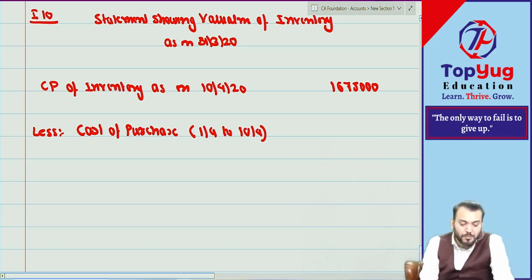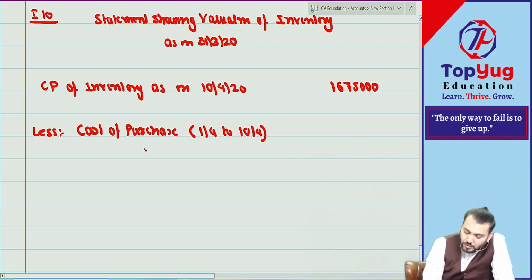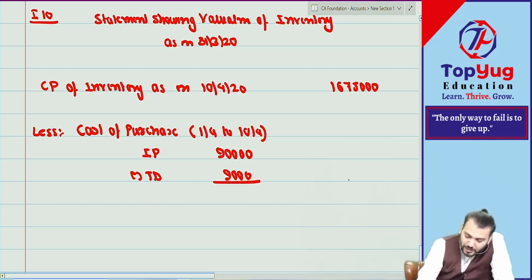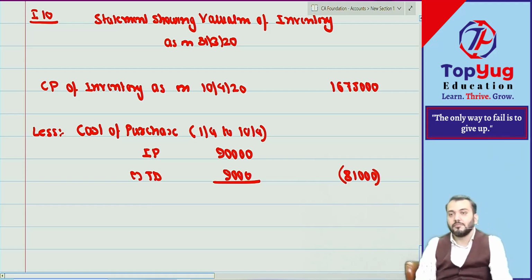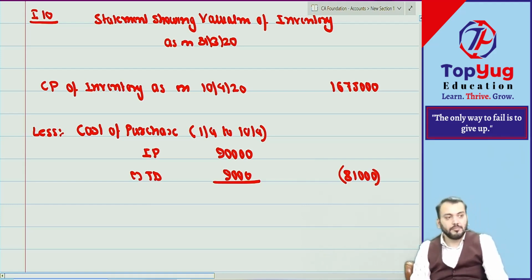So what is the cost of purchase? The invoice price is given as 90,000. From this what will we deduct? Trade discount. Trade discount is 10%, which is 9,000. So it will become 81,000. So 81,000 will be deducted. Understood?